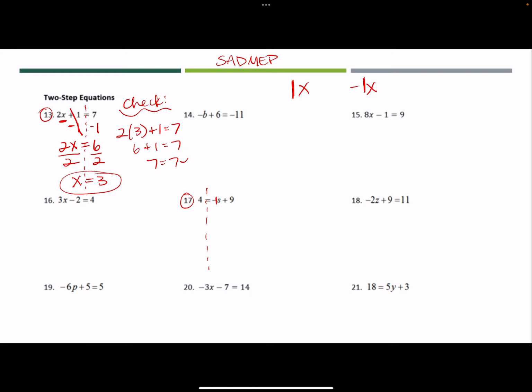To get the s by itself, we're going to do our addition or subtraction first. We're going to minus 9. 4 minus 9 is -5. So -5 is equal to -s. That's a 5.